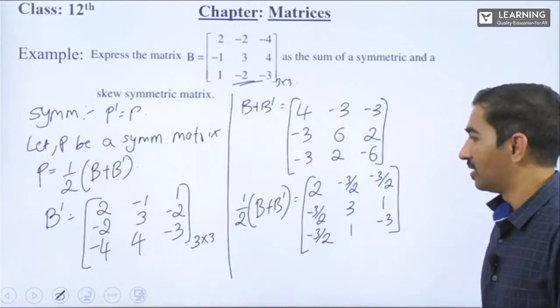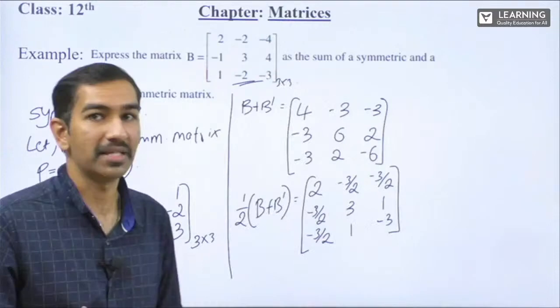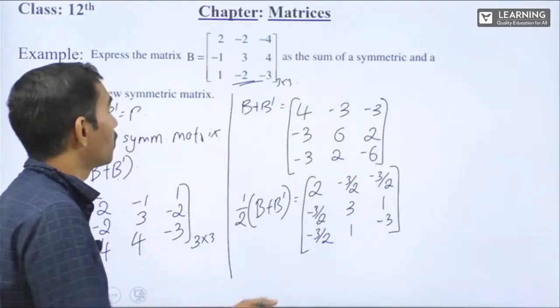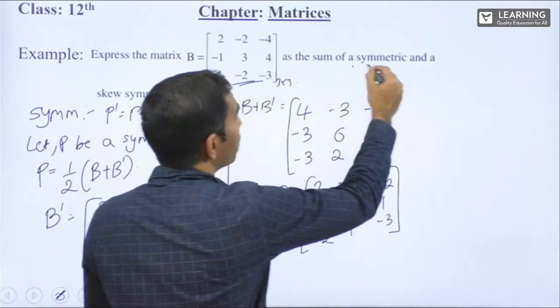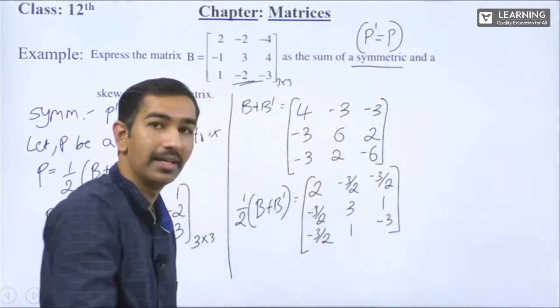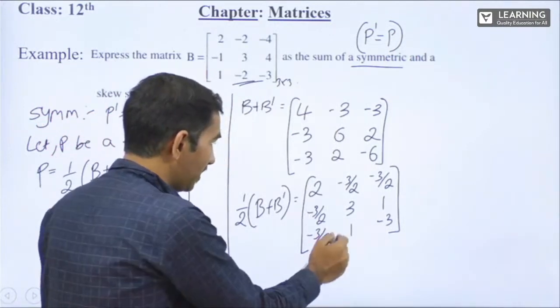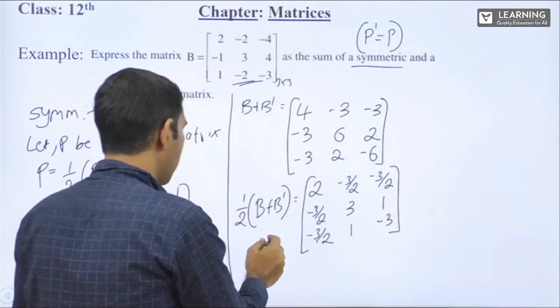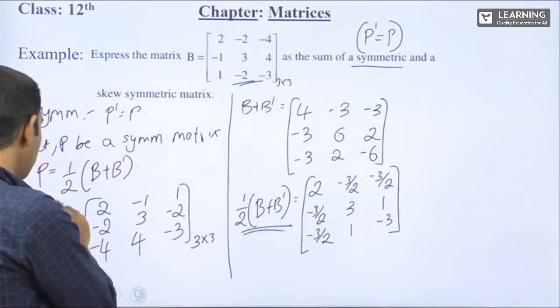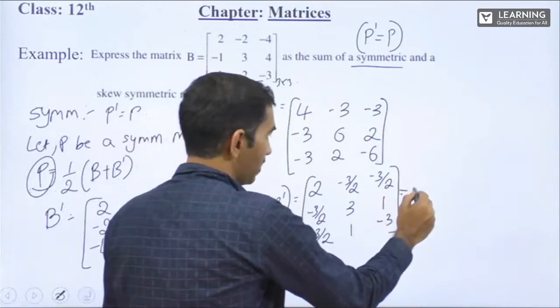Now check, students. Okay, how do we check it? That condition must be satisfied, right? What is that condition? For a symmetric matrix, what is the condition? P dash must be equal to P. If this condition is getting satisfied, then we can call P a symmetric matrix. What did we get here, students? So this is nothing but equal to P, correct? Half of B plus B dash. So here if you see, it is nothing but equal to P.